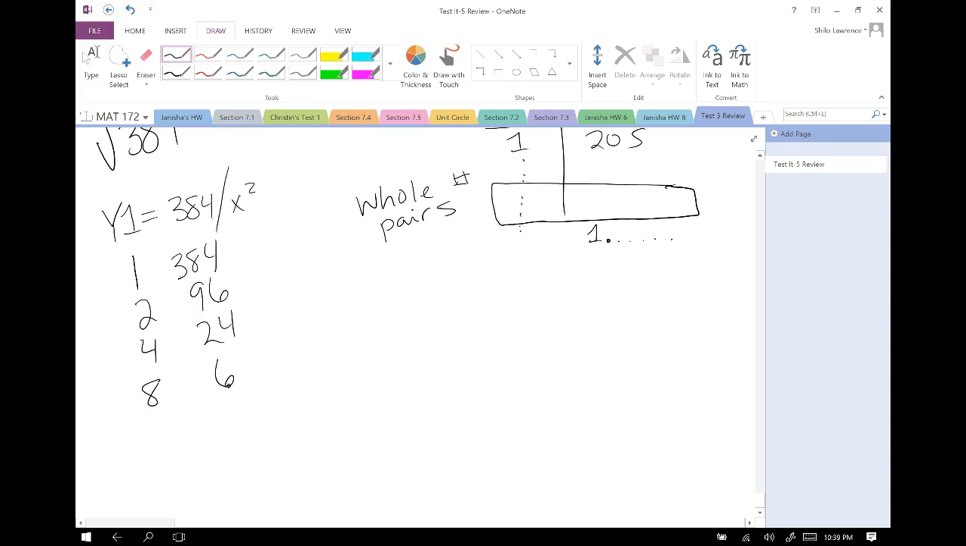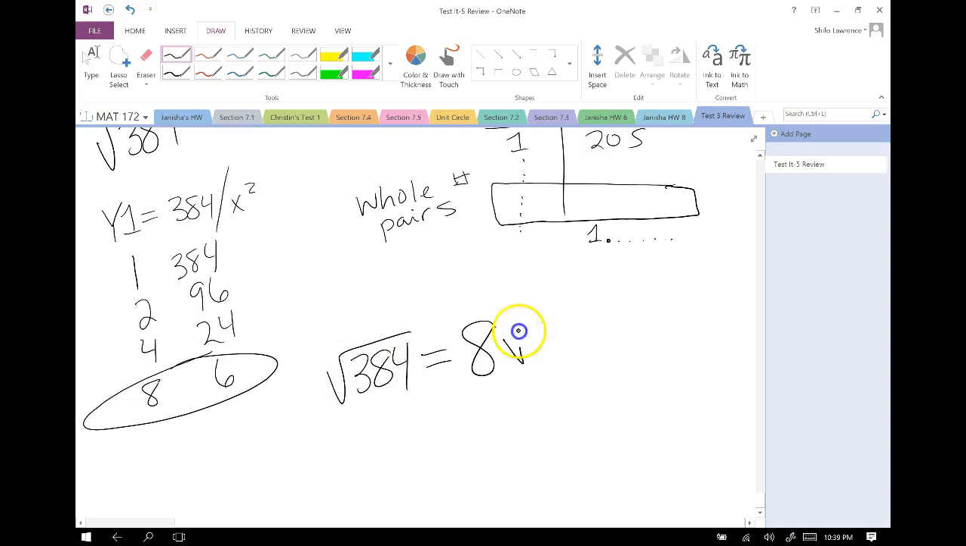And then once your y value gets below 2, you're done. You don't have to look anymore. That's the biggest one. So radical 384 simplifies to 8 root 6. It's always the x comes out, the y stays in. So that's a really fast way to simplify radicals on your calculator.